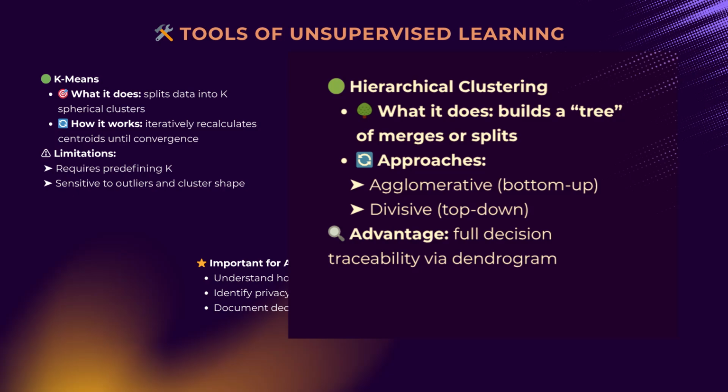The main advantage is full traceability of decisions. A dendrogram shows how clusters formed. You can explain to stakeholders, clients A and B merged into the same group at step 3 because their profiles were the most similar among all remaining pairs.